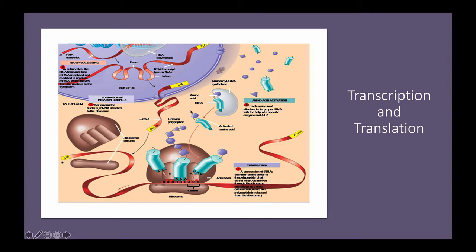And then translation: now that we have directions on how to make a protein, the message will exit the nuclear membrane through the nuclear pores and enter the cytoplasm, where it will bind to a ribosome, where the amino acids will come and start to build into polypeptides, which will then eventually turn into proteins. This part over here that's taking place is the translation. This part taking place inside, copying the directions from the DNA, is what transcription is.